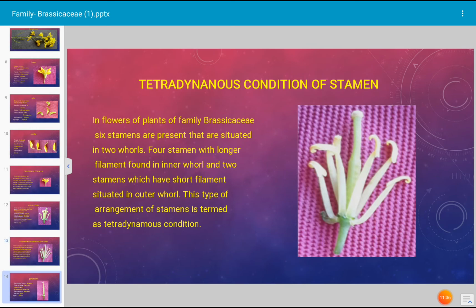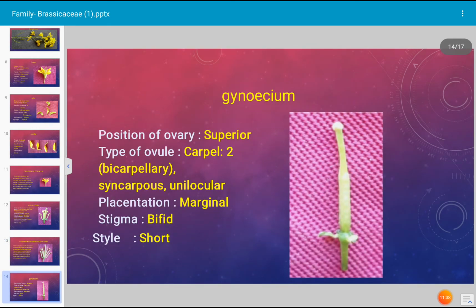This is the gynoecium of mustard in the photograph. Position of ovary is superior, because calyx, corolla and stamens originate from the base of the ovary. Superior ovary is also called hypogynous ovary. In the ovary, carpels are 2. If the carpels are 2, it is bicarpellary. Bicarpellary ovary is there.